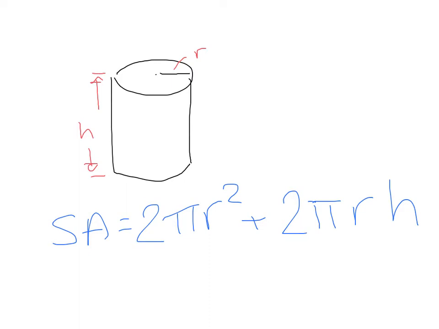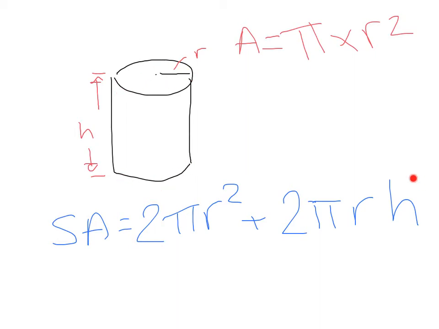The formula for the area of a circle is area equals pi times r squared, which is the same as what we have here. The only difference between this part of the formula and this is that this has a 2, and the reason it has a 2 is that a cylinder has a circle at the top as well as a circle at the bottom.